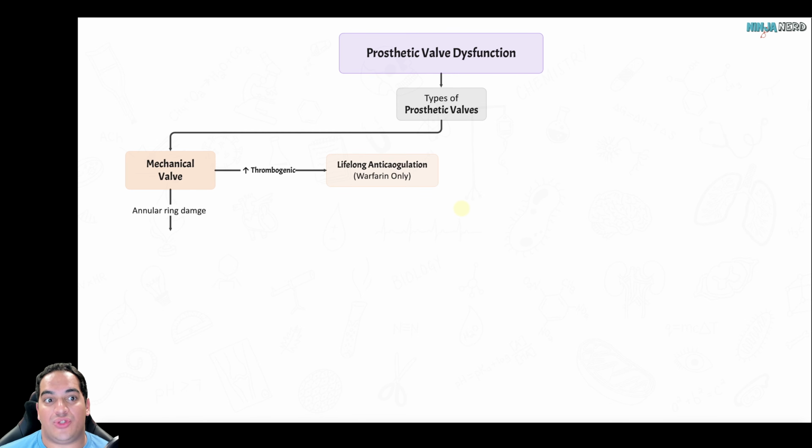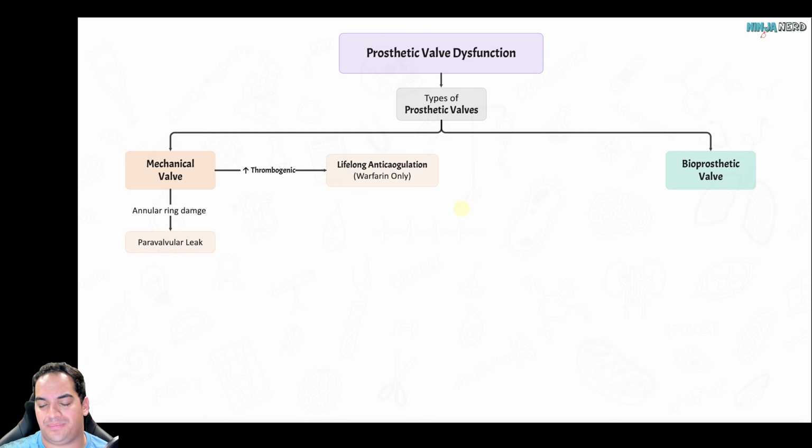If these valves do become damaged, it's usually the annular ring. So it's on the side where the surgical incisions are and where the valve adheres, and it starts to become weak. And you can develop a leak on the side of the valve where it's seated. This can cause blood to regurgitate on the side of that new healthy valve. It's called a paravalvular leak. Very classic for mechanical heart valves.